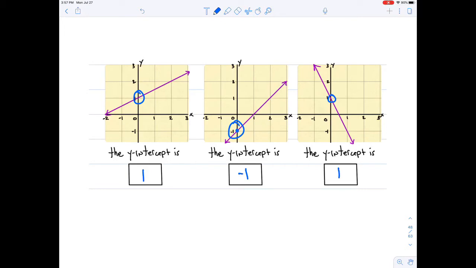So the lines can angle up and right, they can angle down and right, they can be steep, they can be shallow, it doesn't matter. The Y-intercept is simply a location where your diagonal line, if it's diagonal, is going to touch the Y-axis.